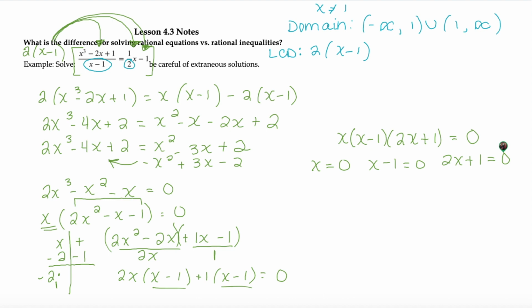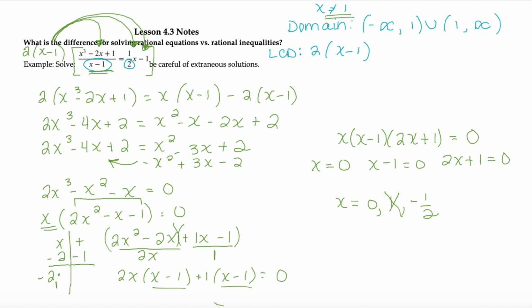So I have x is equal to 0, x will be equal to positive 1, and then x will be equal to negative 1/2. We had to be careful. We set up here that x could not be 1 because when we substitute 1 back into the original equation, it's not part of the domain. So we are not going to include 1 because it is not part of our domain. So our two solutions are 0 and negative 1/2.